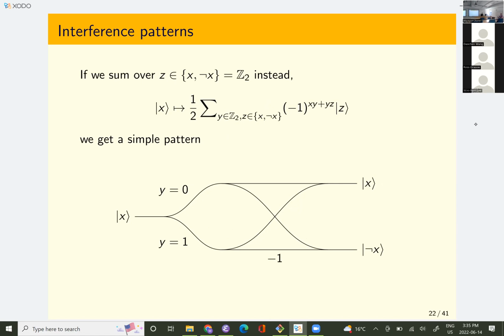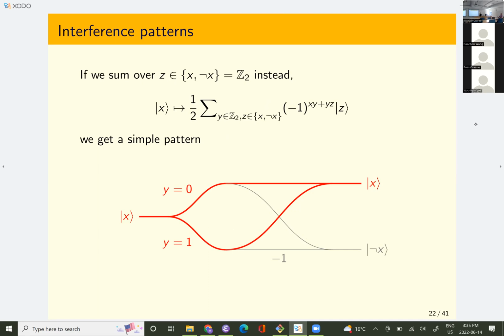In particular, the two paths from x to x constructively interfere. And the two paths from x to not x destructively interfere. So what that means is that only the paths ending in x survive. The paths ending in not x destructively interfere, cancel out. Right? So we can rewrite the sum as just x.